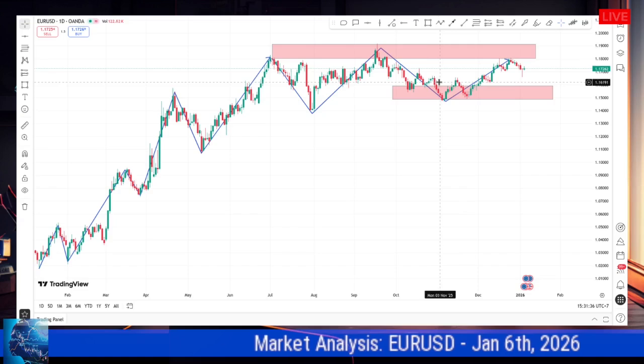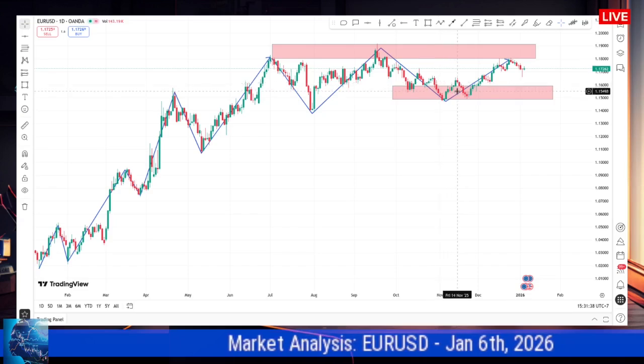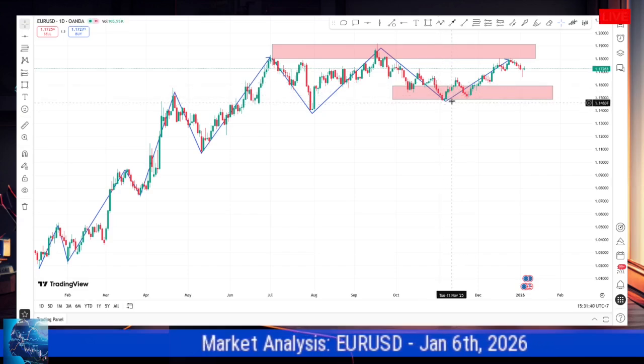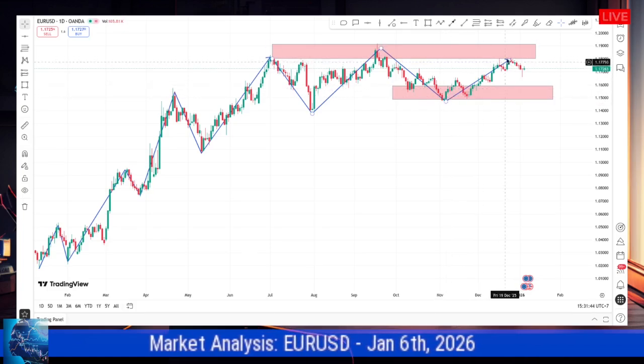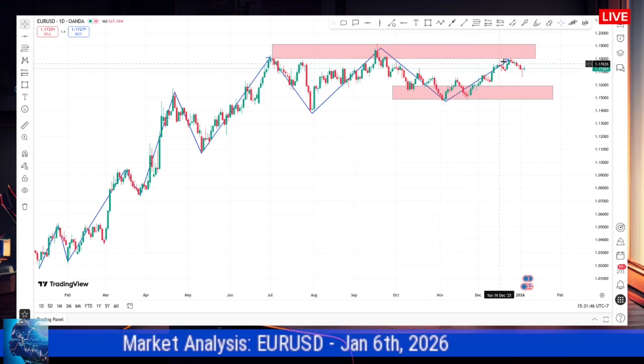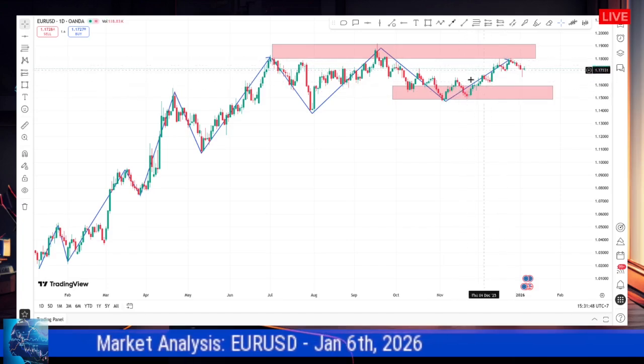A strong break below support suggests bearish continuation, but a strong rejection from support could send price back to the top of the range. Okay, trade the reactions, not the emotion.